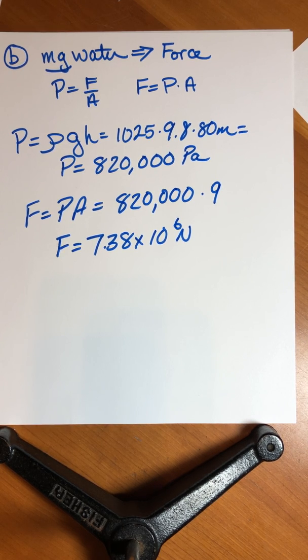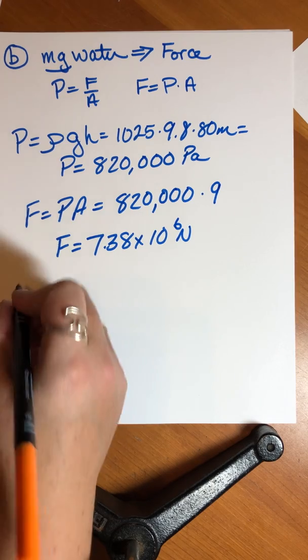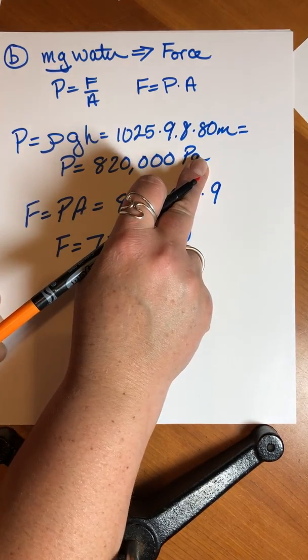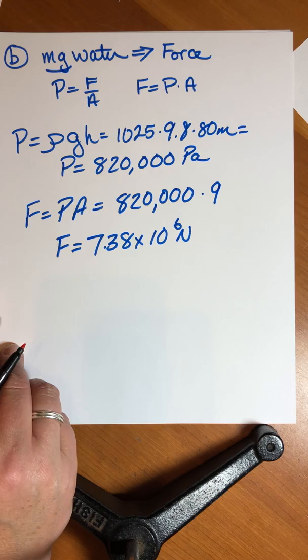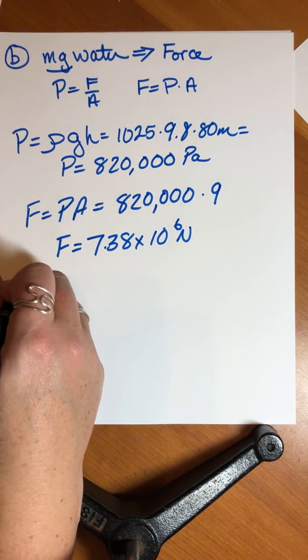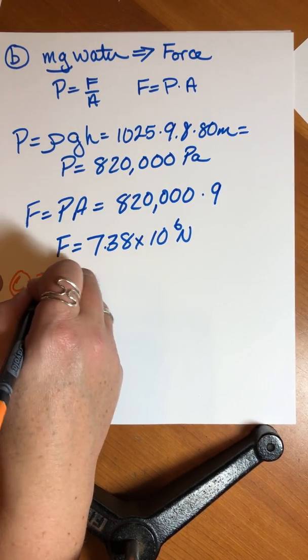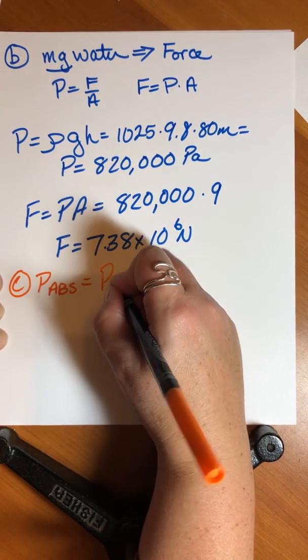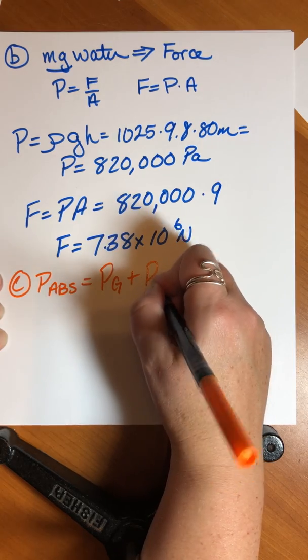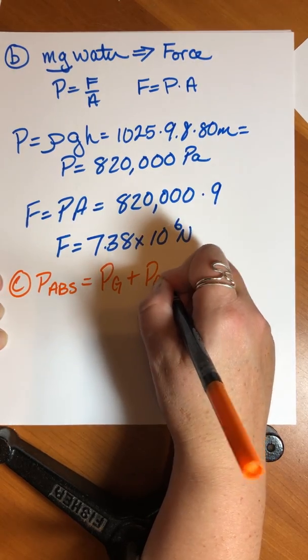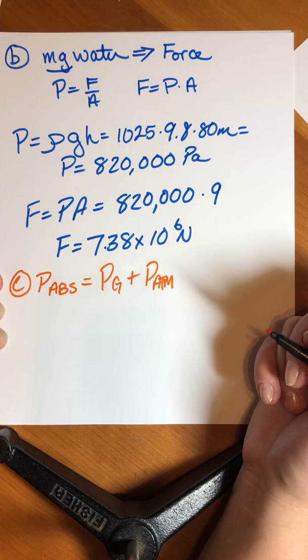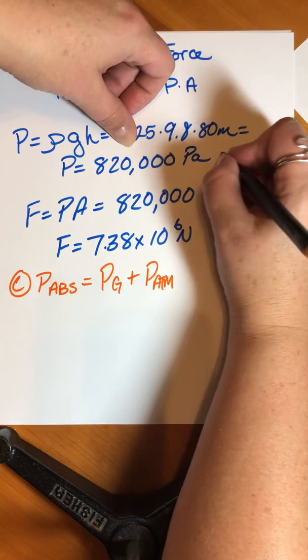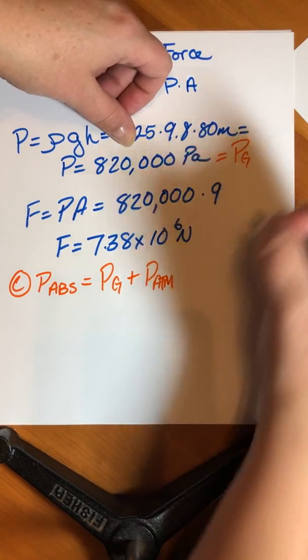Part C asks us to calculate the absolute pressure on the top of the dive bell at the maximum depth, right? So this is why I bothered to calculate this all out here for the pressure due to the water, right? So here for part C, the absolute pressure equals the gauge pressure plus the atmospheric pressure. So we know the gauge pressure, right? This really is what we call the gauge pressure.